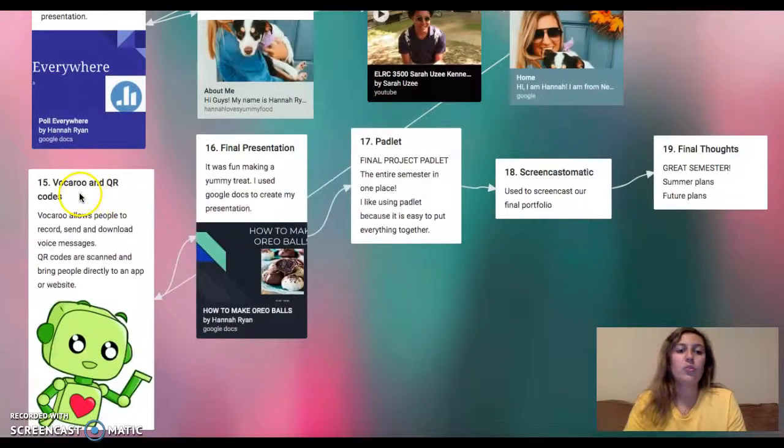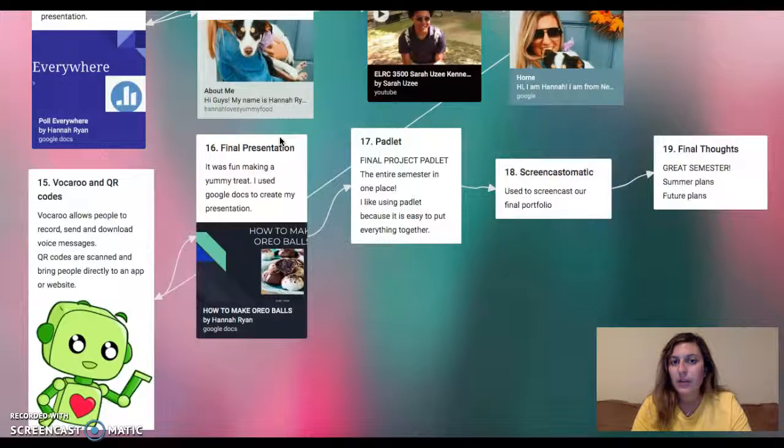Next, we learned a little bit about Vocaroo and QR codes. Vocaroo allows people to record, send, and download voice messages. This could be good for people creating podcasts, creating messages that they want to send by mouth instead of type, and it would be very helpful in future careers. And then QR codes are scanned and they bring people directly to the website or app that they are connected to. So you could go to the QR website and type in lsu.edu and it would create a QR code for the LSU website so that when you took your phone and scanned the code, it would bring you directly to the website.